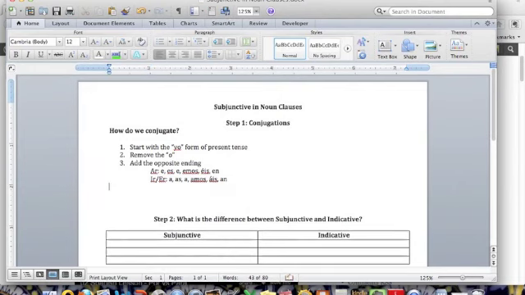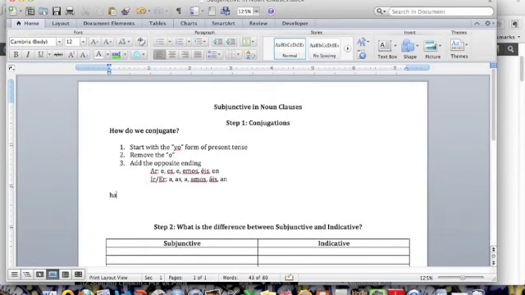So let's do one for an example. I always do hablar as an example. So hablar, my yo form is hablo. Let me get rid of my o. That gives me habl. And then if I'm going to add my endings, that would be hable, hables, hable, hablemos, habléis, and hablen. And those are all the subjunctive conjugations of the verb hablar.